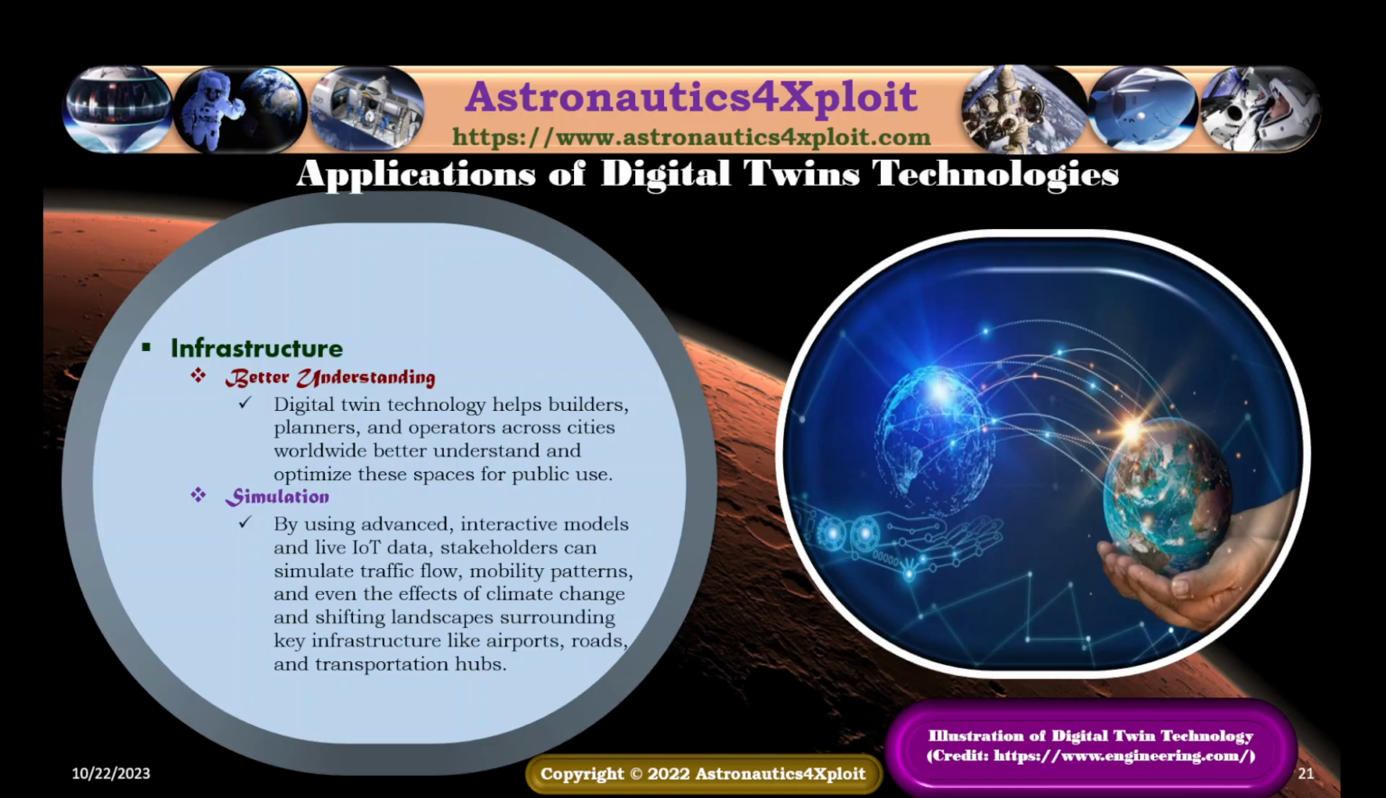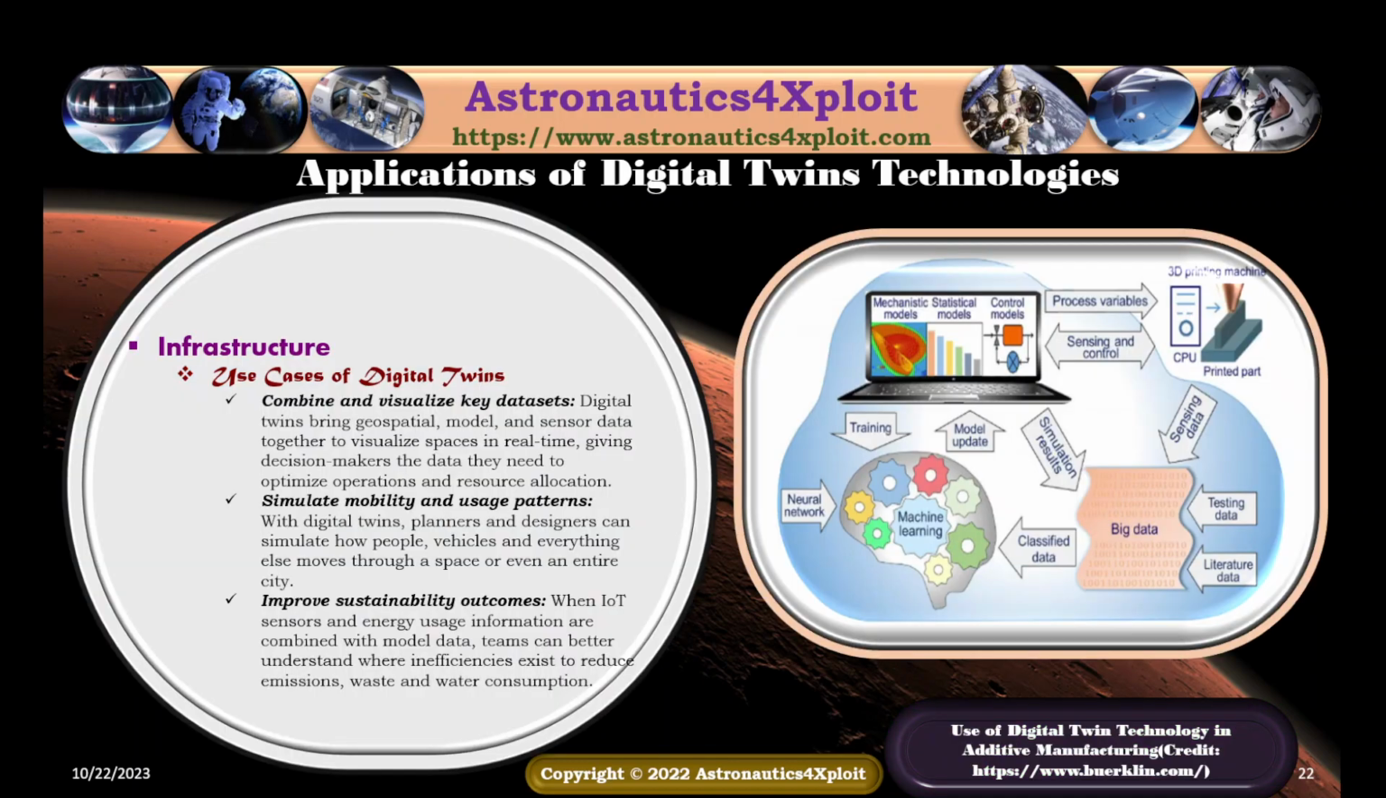Infrastructure is another application. Digital twin technology helps builders, planners, and operators across cities worldwide better understand and optimize the spaces for public use. By using advanced interactive models and live IoT data, stakeholders can simulate traffic flow. Illustration of digital twin technology is shown in this picture. Different use cases of digital twin in infrastructure are to combine and visualize key data sets, simulate mobility and usage patterns, and improve sustainability outcomes. Use of digital twin technologies in additive manufacturing is shown in this picture.